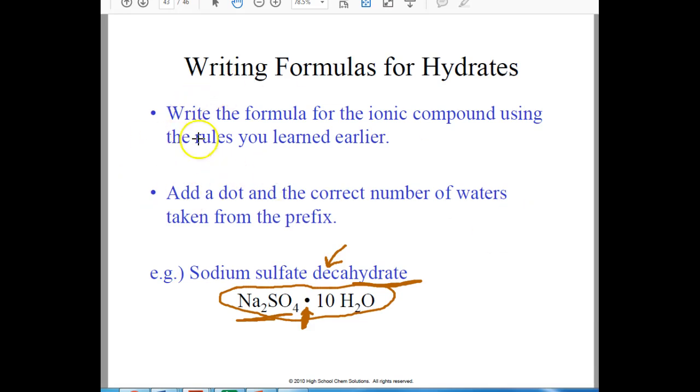So if you're trying to write the formula for these, you simply write the formula just like we learned earlier. Use your Roman numerals if you need a Roman numeral. Or excuse me, not in the formula. In the formula, you're going to crisscross. Okay, use your crisscross method. And then just add a dot and then however many waters it says. Okay, so let's look at some examples.